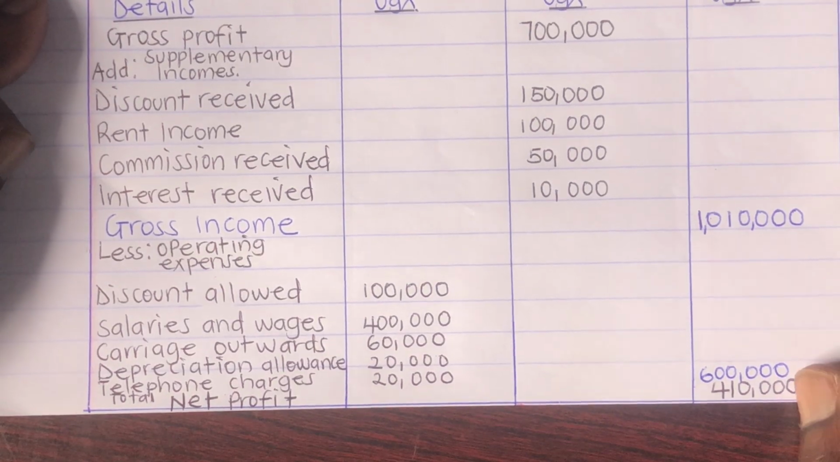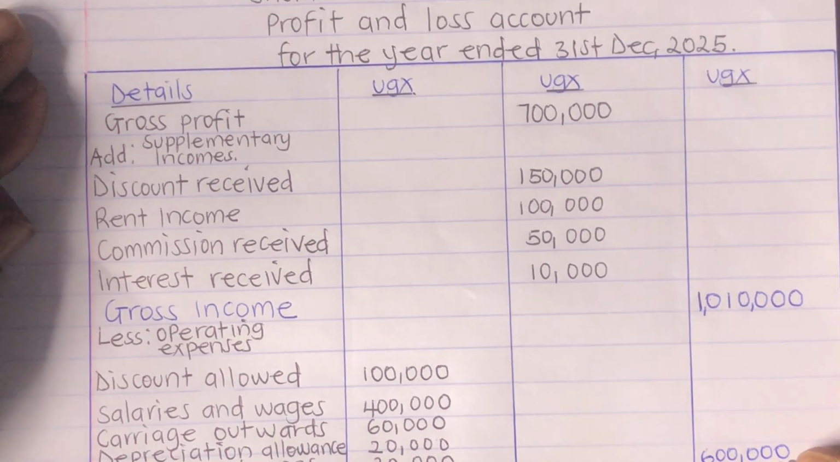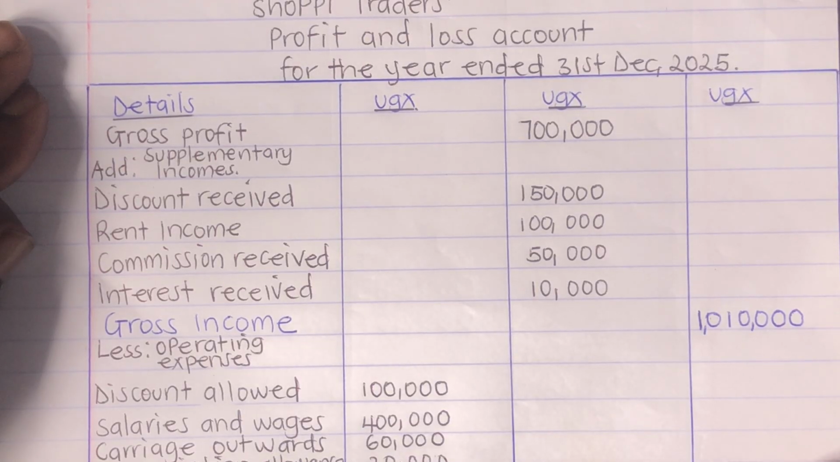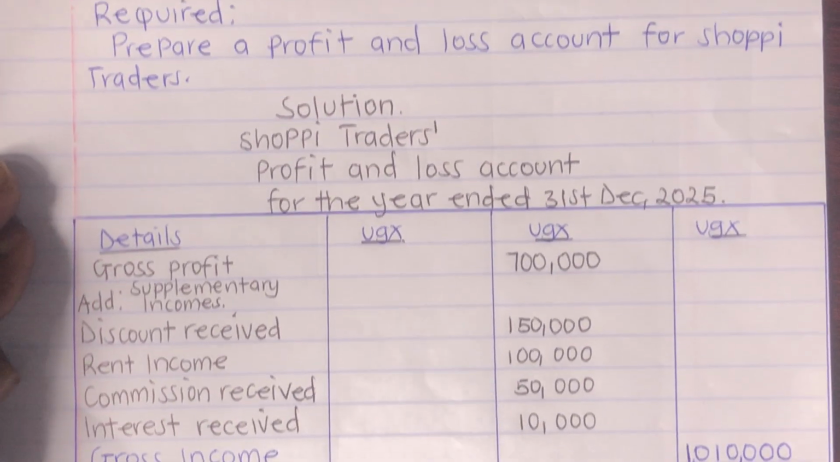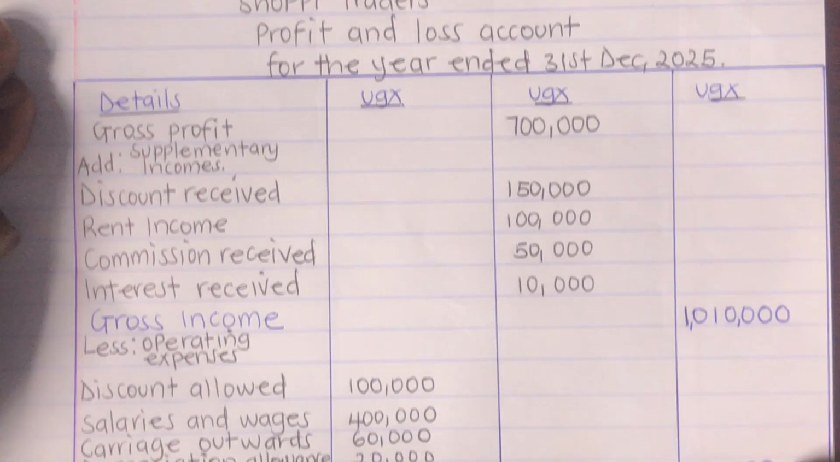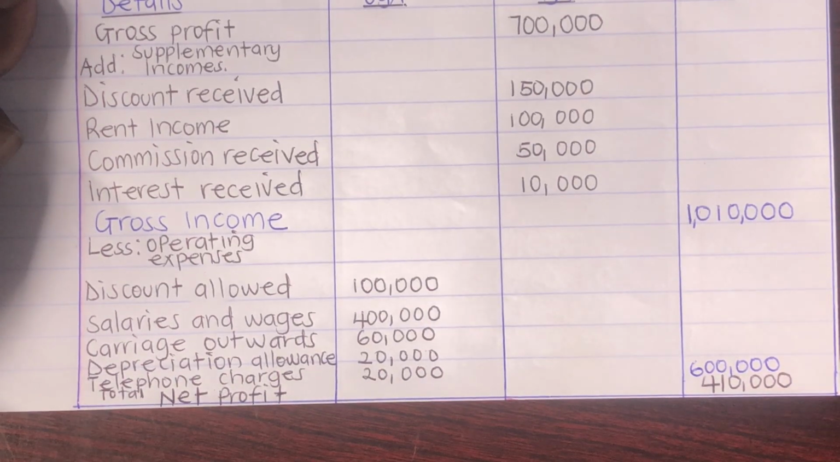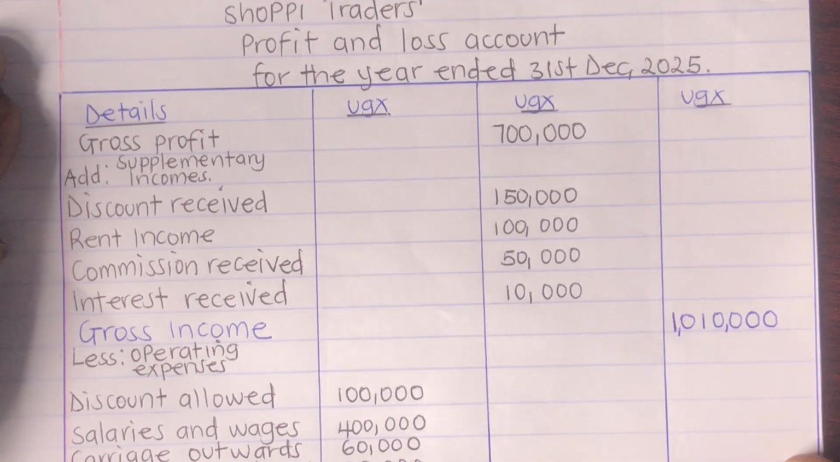That is the preparation of a profit and loss account. And in here, I said we are looking for gross profit or gross loss. Then in this question, we got a net profit from what we have prepared.